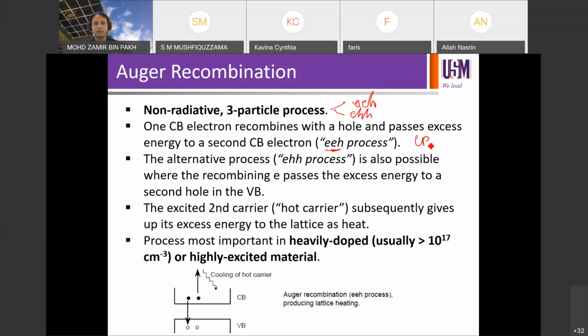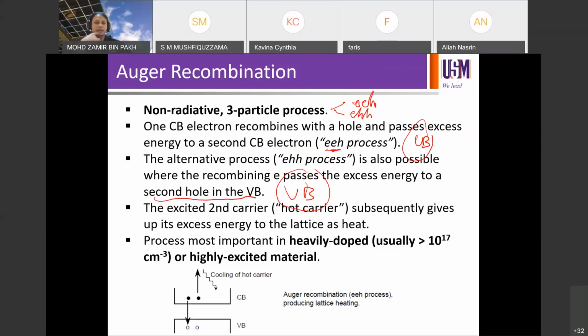So this is happening in the conduction band. On the other hand, it's called EHH process, where it happens in the valence band, right? Upon recombination, the electron passes the excess energy to the second hole. Instead of to the second electron, now it is to the second hole in the valence band, right? This one is the process in the VB. First one in the CB, second one in the VB. So EEH CB, EHH VB.